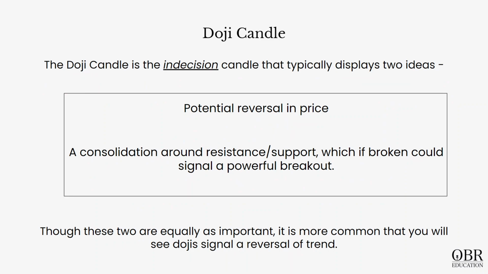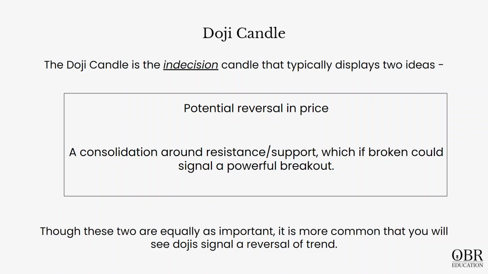Yeah, so getting us started here with what Logan said, the first one, the Doji candle, and this perhaps is one of my favorites because it just appears so often. It's very consistent, and it truly represents what it's showing you, which is indecision in the market. When there is indecision in the market, it typically represents two ideas: the potential for a reversal in price, or a consolidation around support or resistance, which, if broken out, could obviously signal a powerful breakout to a specific direction. These two are equally as important.